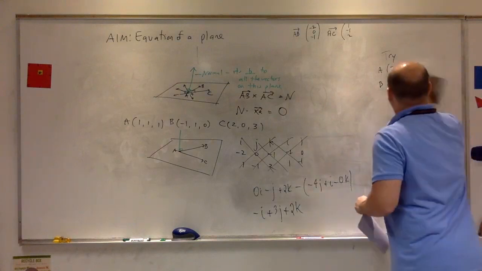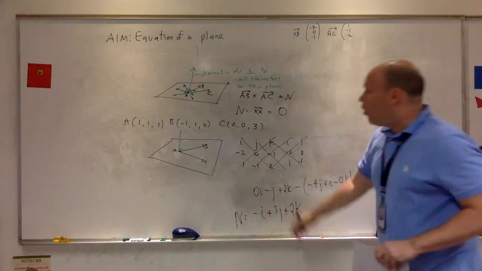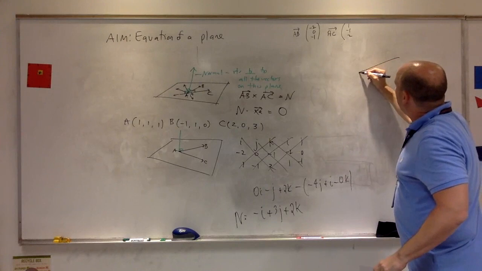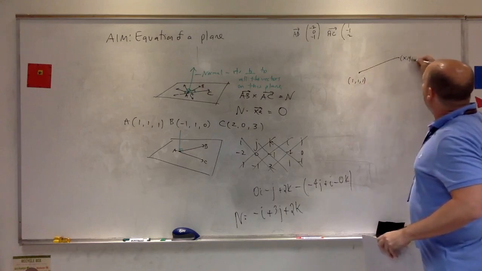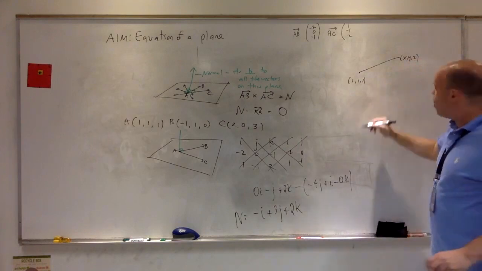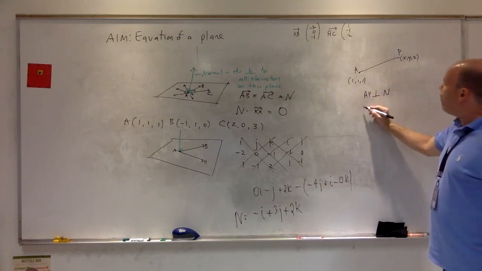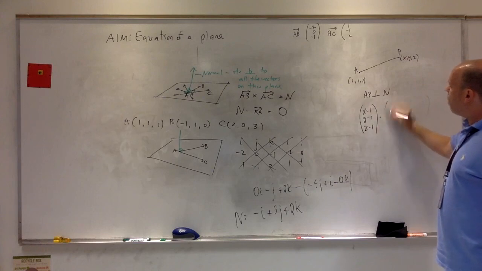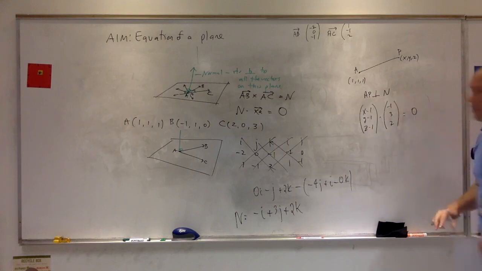Next, we know that this vector is the normal, and it's perpendicular to any vector in the plane. I'm going to imagine that I know what A is: A is (1, 1, 1). But I'm saying that A to any point, let's call it P, is perpendicular to the normal. So vector AP, which is (x - 1, y - 1, z - 1), is perpendicular, which means its dot product with the normal is equal to 0. That's kind of cool, and it's much faster.